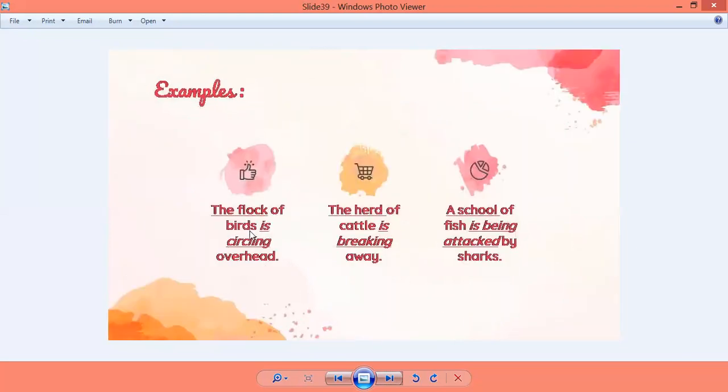Let us see some examples for the same. The flock of birds is circling overhead. हमारे ऊपर birds का बहुत बड़ा ग्रुप उड़ रहा है. They are circling, right? तो हमने यहाँ पे क्या use किया? We used is over here because the flock in itself is considered a singular noun. इसलिए हमें verb भी singular ही use करना पड़ेगा. Same for the herd of cattle is breaking away. हमने is use किया है. A school of fish is being attacked by sharks. Is used again.